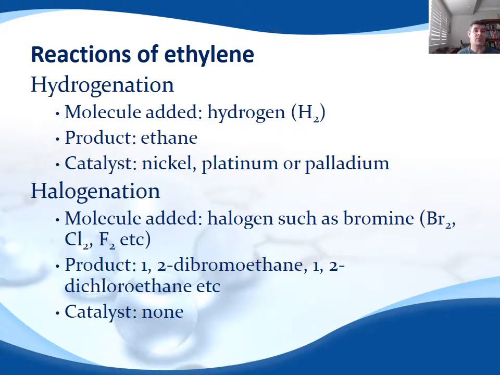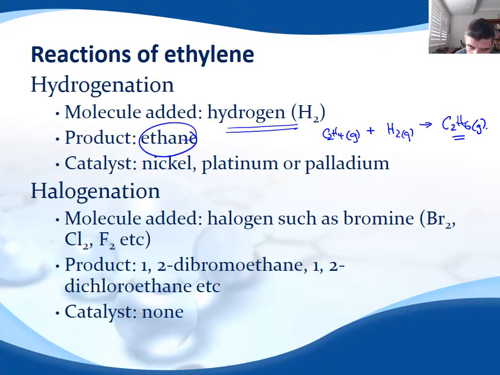Firstly, if we're going to hydrogenate or add hydrogen across the double bond, then we need to provide a catalyst. So in this case, your C2H4 is going to be hydrogenated, so hydrogen to produce C2H6, which is just ethane. So that's probably the simplest type of addition reaction.